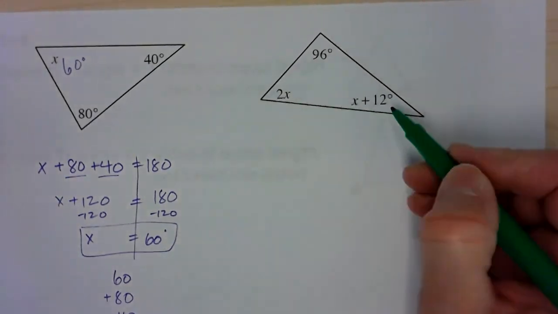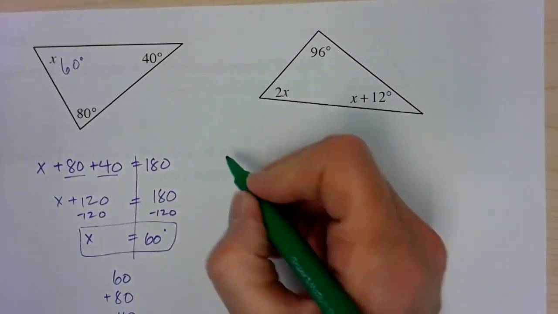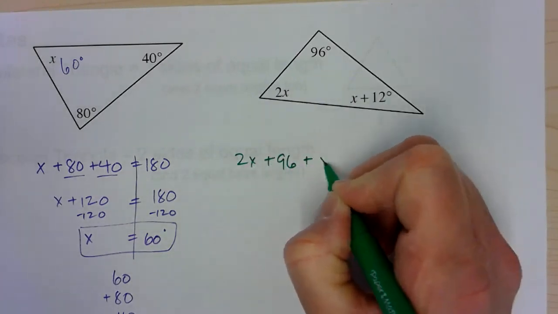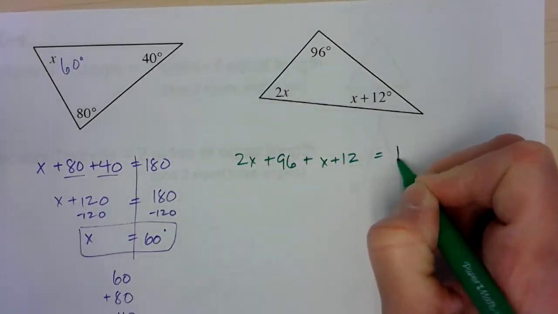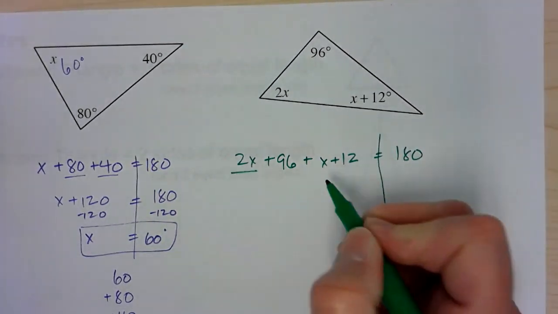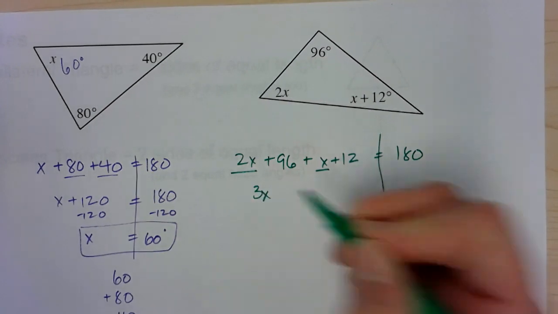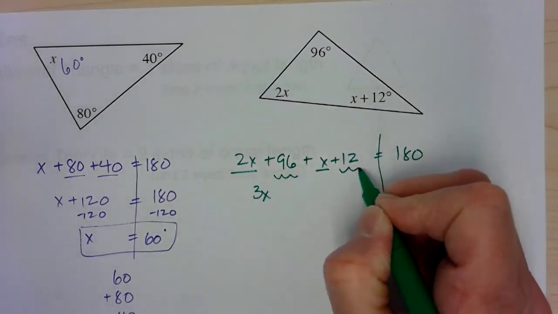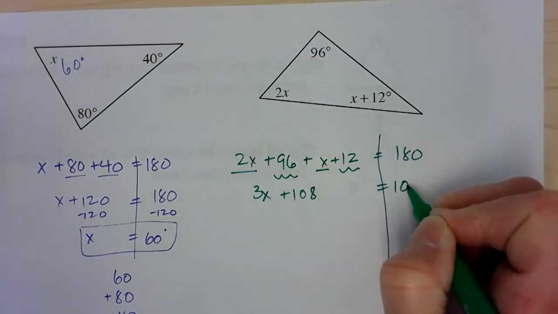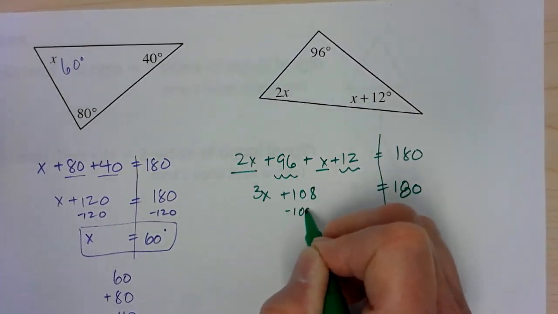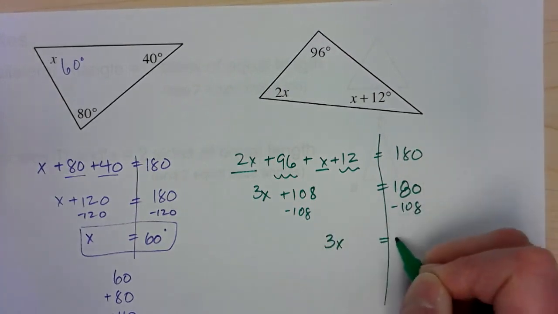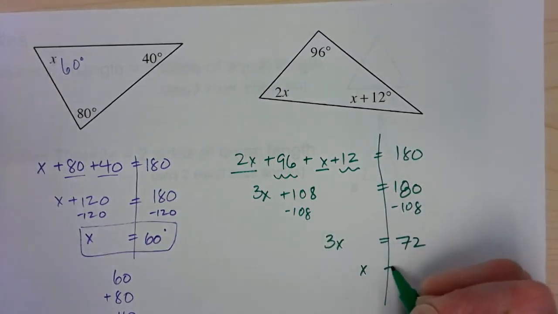I'm going to take the three corners, add them up and set it equal to 180. 2x plus 96 plus x plus 12 equals 180. Want to combine like terms on the left side. I have 2x's and 1x, that gives me 3x's. 96 plus 12 is 108. Subtract 108 from both sides. 3x equals 72, divide both sides by 3.